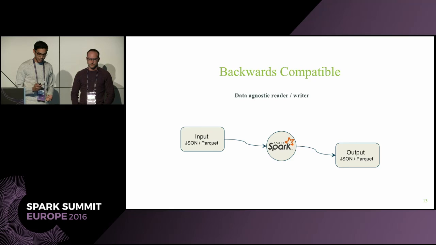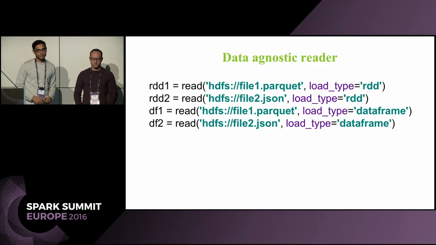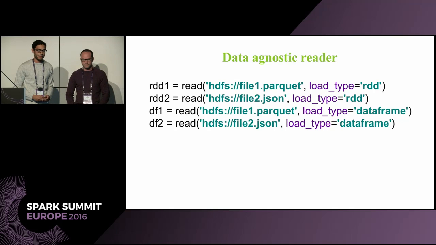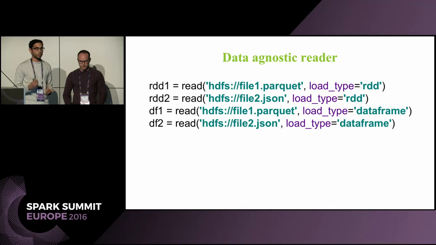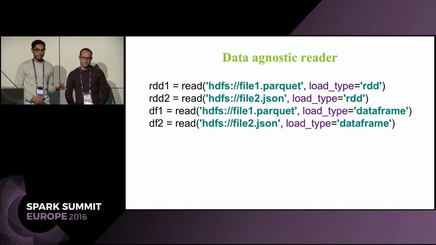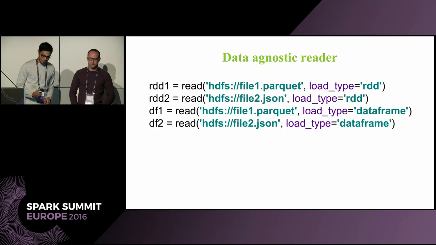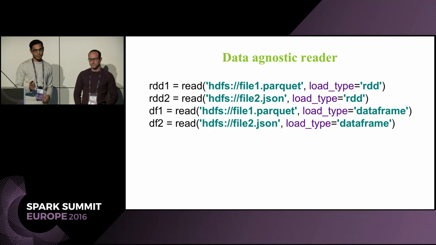So on the input side, we have what's called a data agnostic reader. It's a really simple API, really easy for analysts to use. All they have to do is mention where their data is and what kind of data set they want back, and we just give it to them. So they can read either Parquet or JSON as an RDD or a data frame. And it doesn't really matter to their job.